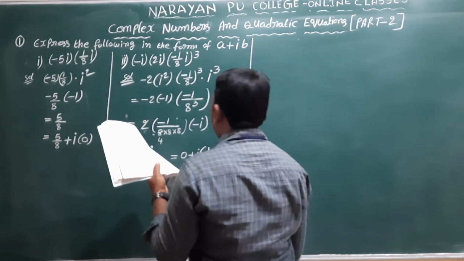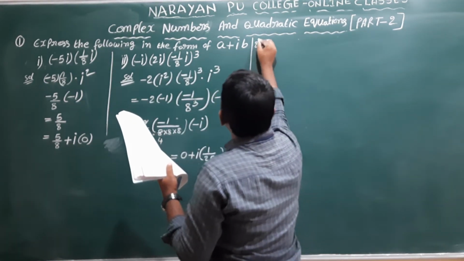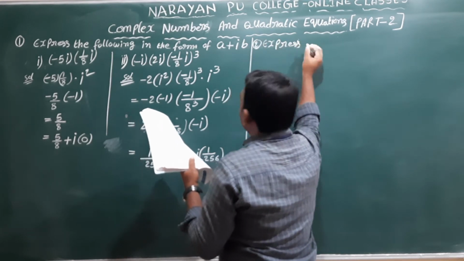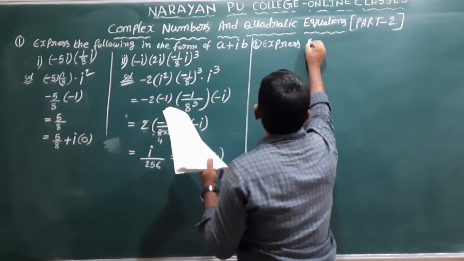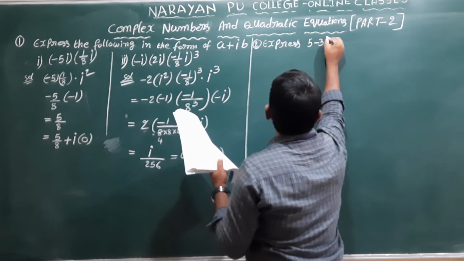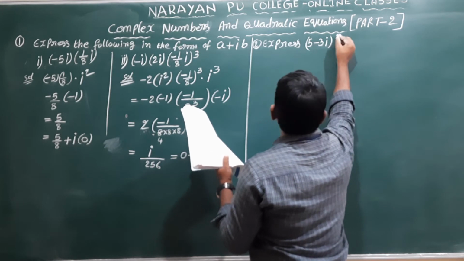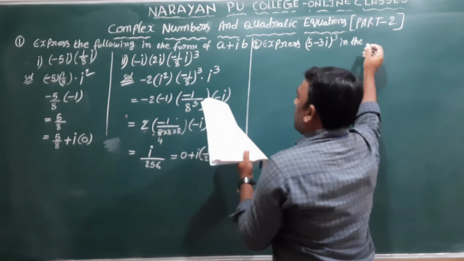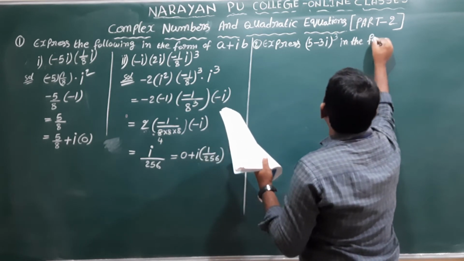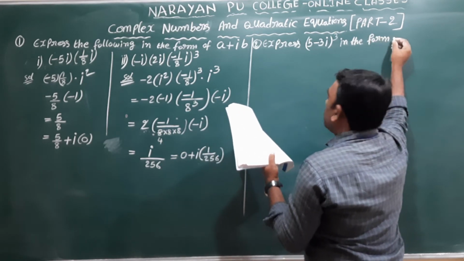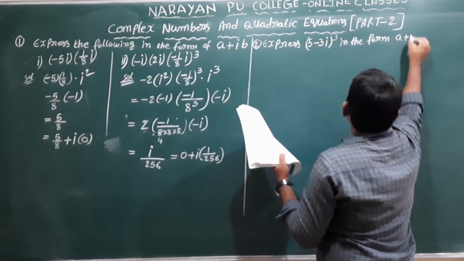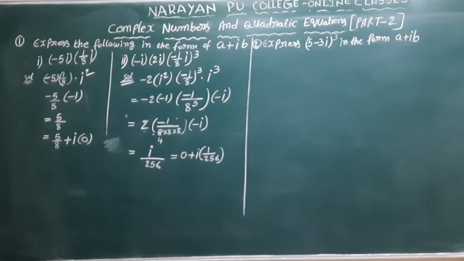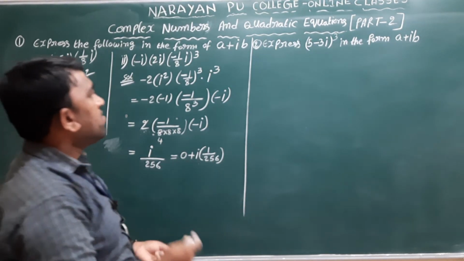Second one, express 5 minus 3i whole cube in the form a plus ib. So standard form only we need to express.